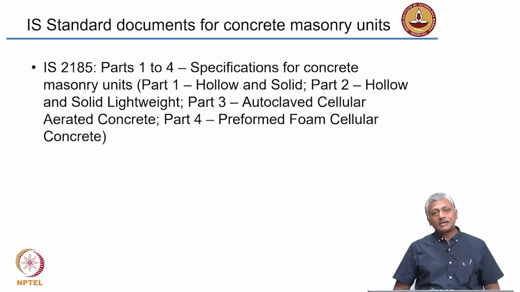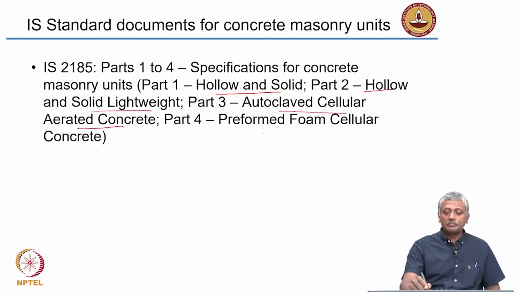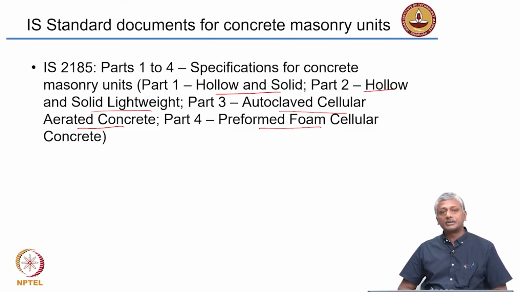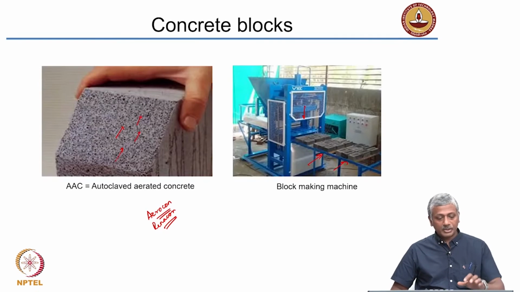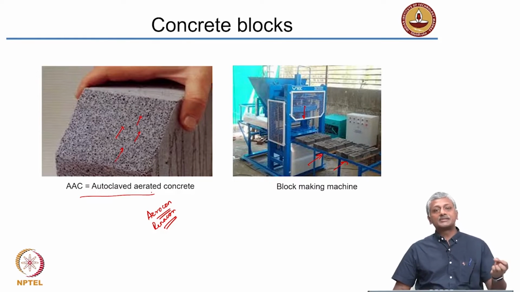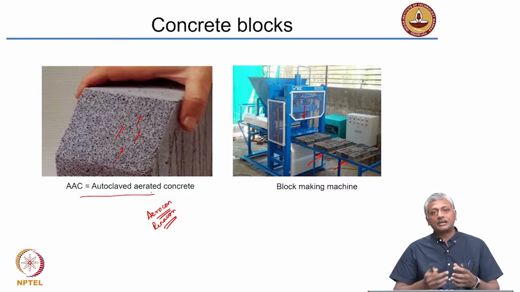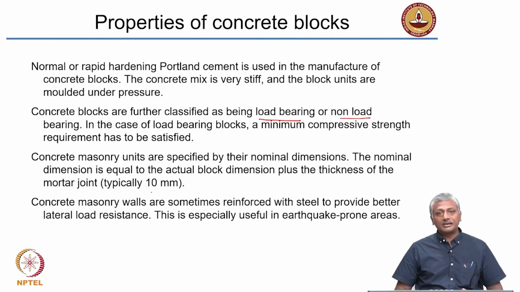So, again, some examples of concrete blocks are given here with respect to masonry units which are hollow and solid, lightweight units, autoclaved cellular aerated concrete and preformed foam cellular concrete. So, what is the difference between autoclaved cellular aerated concrete? This is exactly what I showed you here. This is actually an autoclaved aerated concrete. That means you put in this aerating agent into the concrete and allow it to create this gas inside, okay? That is called autoclaved aerated concrete.